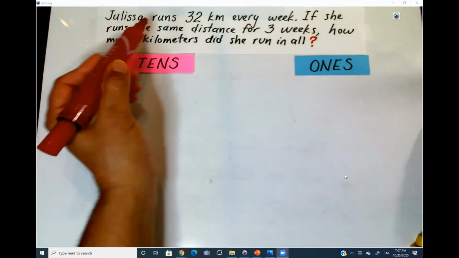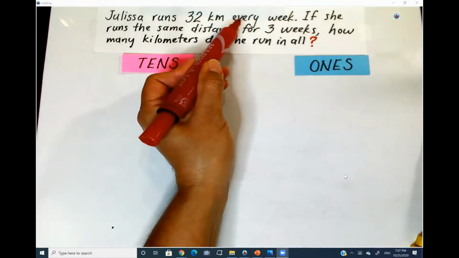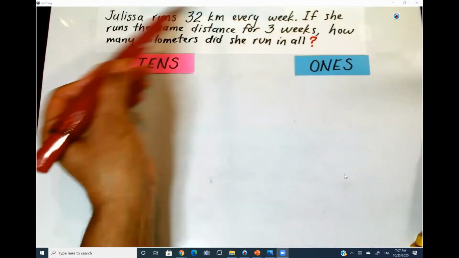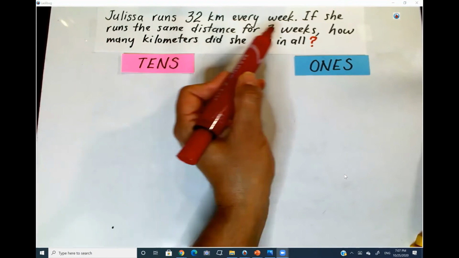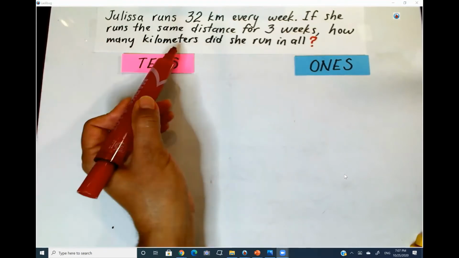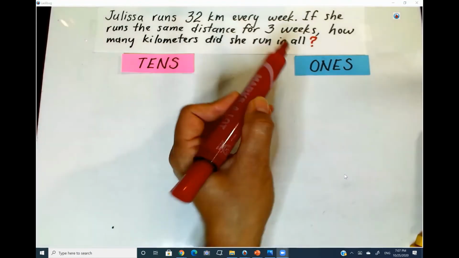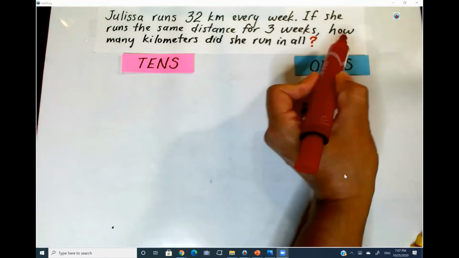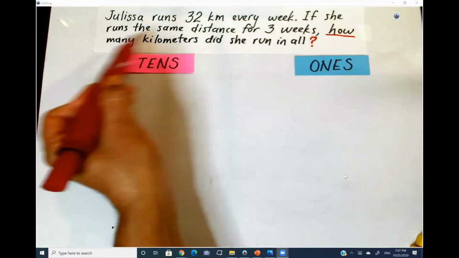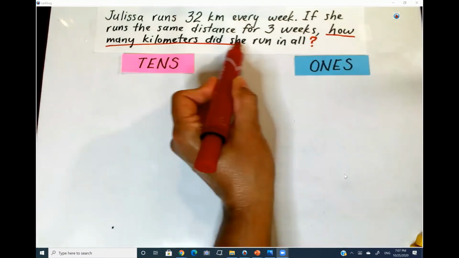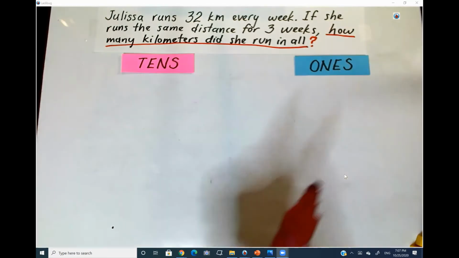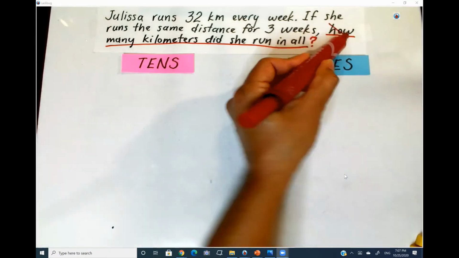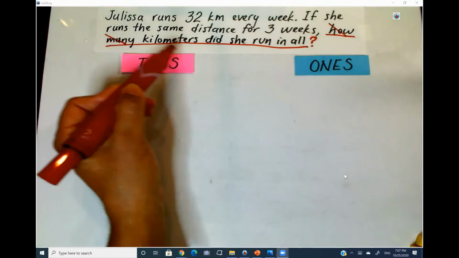Let's solve this problem. Julissa runs 32 kilometers every week. If she runs the same distance for 3 weeks, how many kilometers did she run in all? Well, the first thing we are going to do, remember, is to underline the question. How many kilometers did she run in all? And then we're going to take away the words that make the question: how many, and the auxiliary verb did.